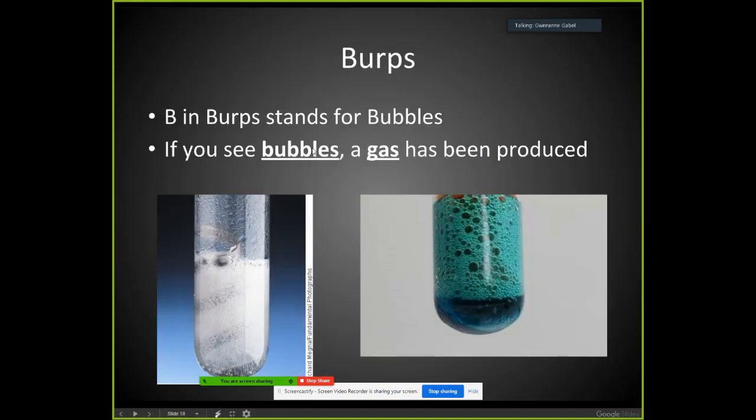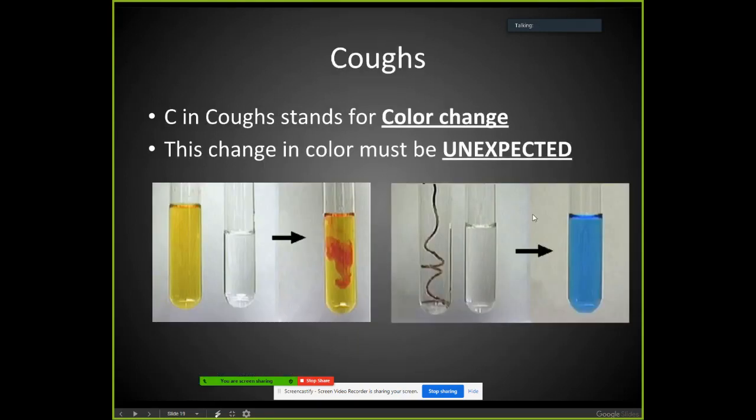So we got burps for bubbles. Think about your burps. It's a giant gas bubble. Okay? You can see these bubbles. It's a sign that a gas has been produced.